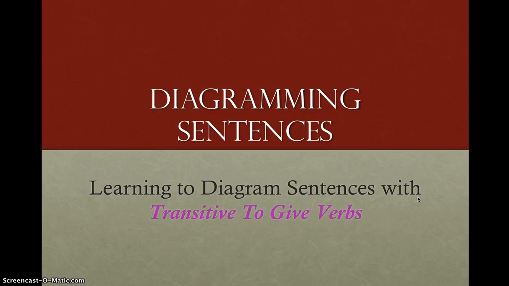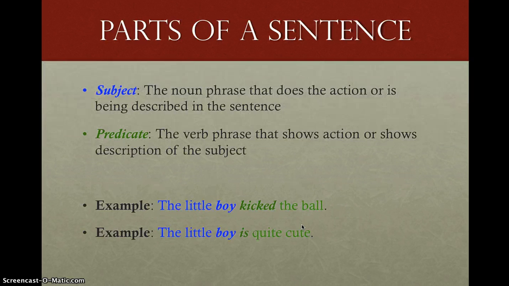Once again we are tree diagramming. Last time you learned how to diagram transitive verbs. Well, the thing about transitive verbs is there are some specific types of transitive verbs, and the one that we're going to learn today is to give. These are verbs that particularly show one person giving something to someone else or making something for someone else. So they have not only a direct object but an indirect object. Let's take a look at how that works.